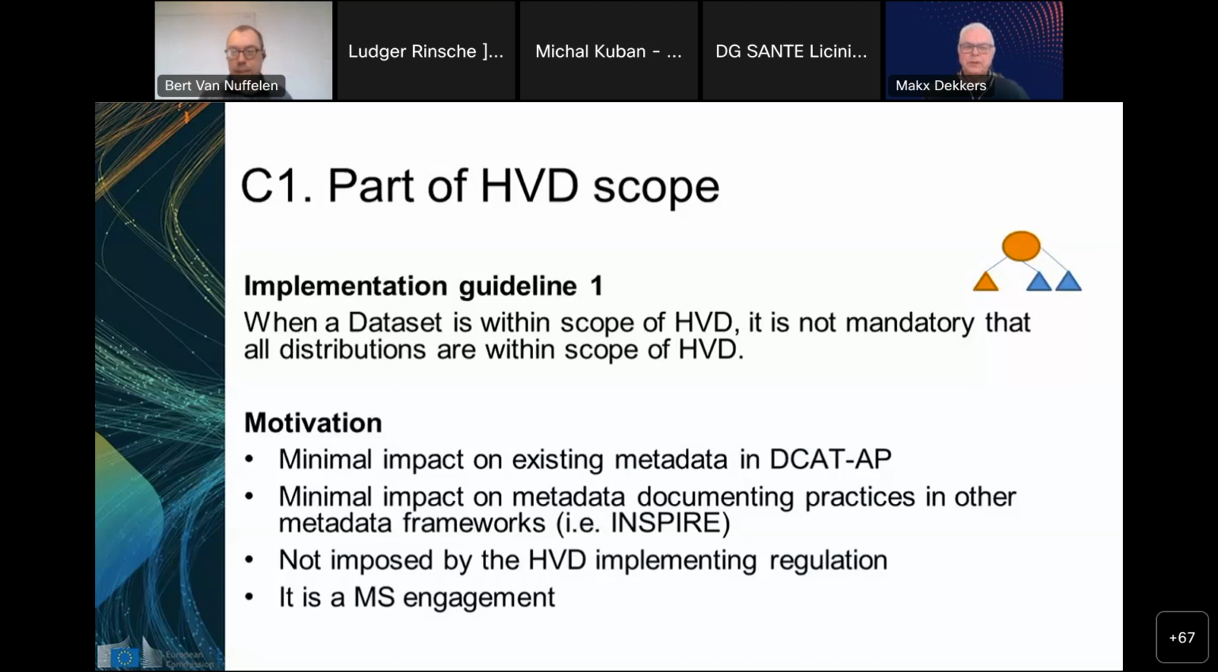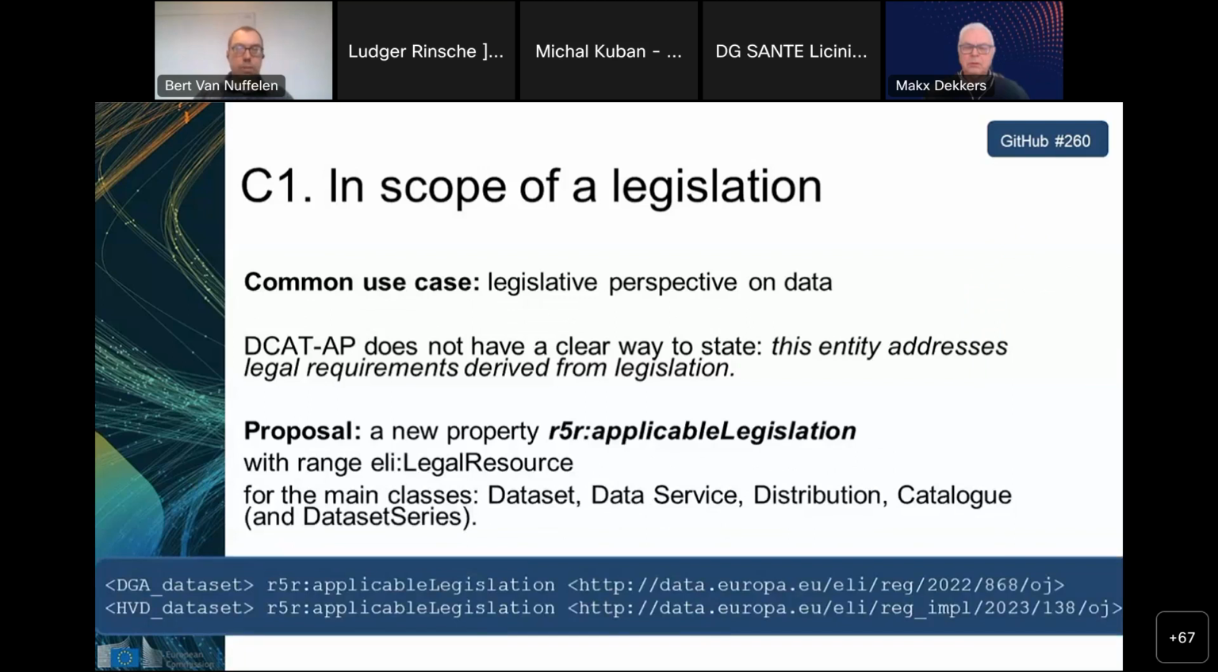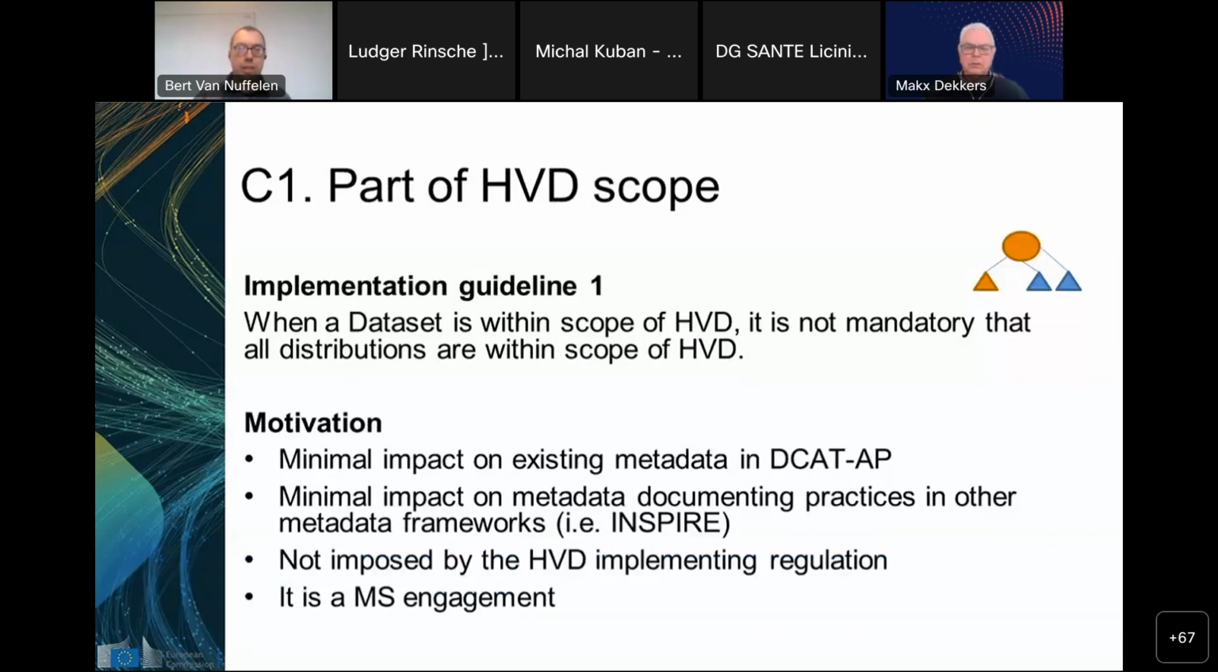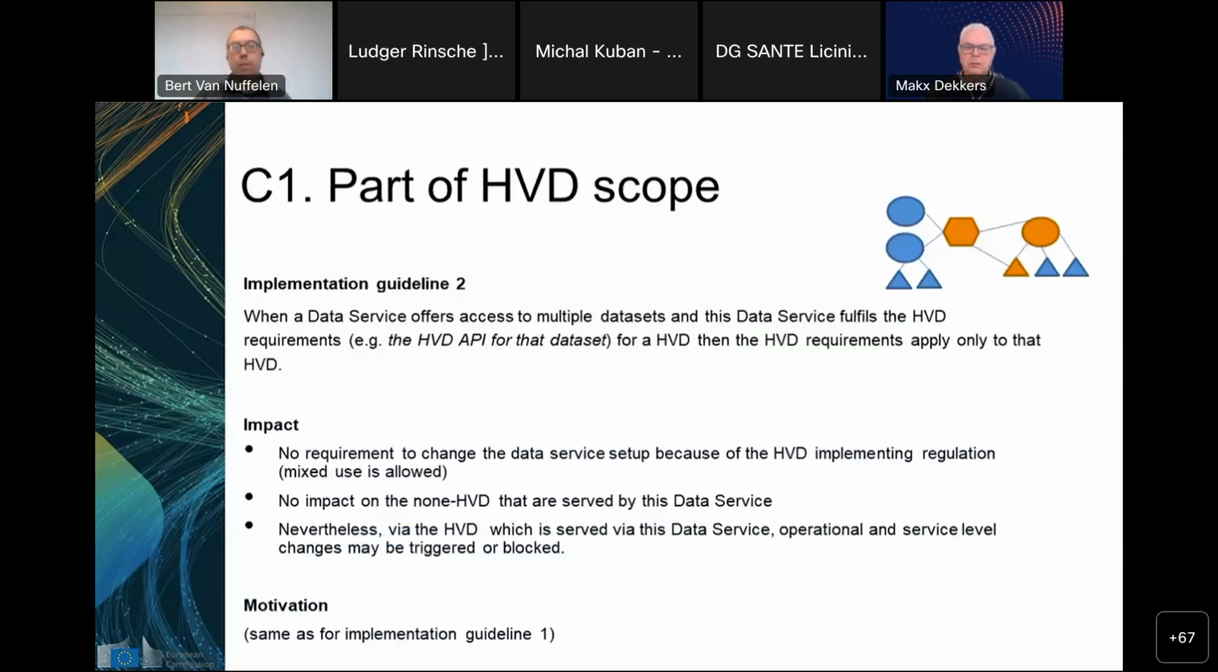A similar question from Mantas: if some of the data service APIs are HVD and others are not. That is basically what you were saying in the next slide. Yeah, and coming to the annotation sense, the goal is that we annotate with the property applicable legislation each of the elements that are in scope. That's the suggested approach. So you apply applicable legislation for this dataset, applicable legislation for that distribution, or applicable legislation for that data service.